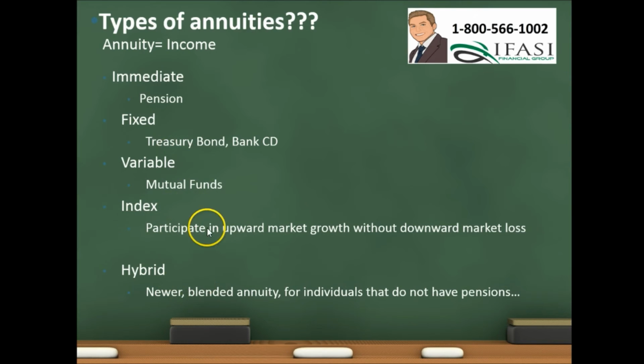And then you have the fifth type of annuity, which is a blend of the index, the fixed, and the immediate annuities. And this is something that I really, really love. It's more recent. It came out after 2008, after that last market crash. Essentially, it allows individuals that do not have pension plans to participate in upward market growth without the downward market loss, just like the index, have safe reserve ratios just like a fixed annuity, and have an income stream that you could turn on either immediately or at a later date that correlates specifically to your income goal.